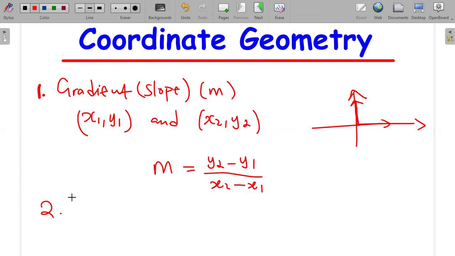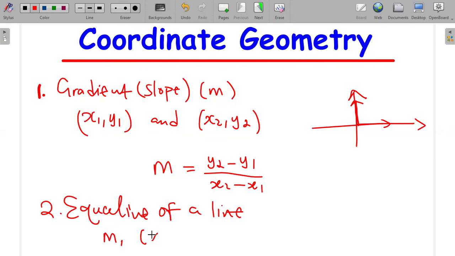The second thing that you have to know is the equation of a line. You can find the equation of a line using 2 formulas. There's one where you just have the gradient and you have a point. So let's say I have my gradient m and the point x1, y1. How would I find the equation of a line here? The equation of a line here will simply be y minus y1 is equal to m times x minus x1. So I have the gradient and the point there.